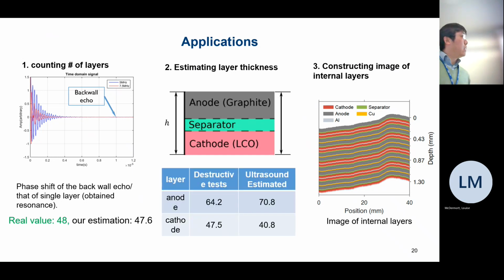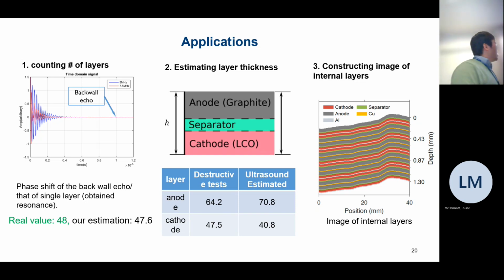We could also estimate the thicknesses of the anode and cathode, because we know the total thickness of the layer, and we know how much time it's taking the ultrasound to go through these layers, and we know the wave speed inside of these two. So we can estimate how thick these anode and cathode are. And these actually correspond to destructive tests reasonably well. And we have some reason to believe that ultrasound is actually giving better results, because with destructive tests, if you take it apart, then the electrodes are going to expand.